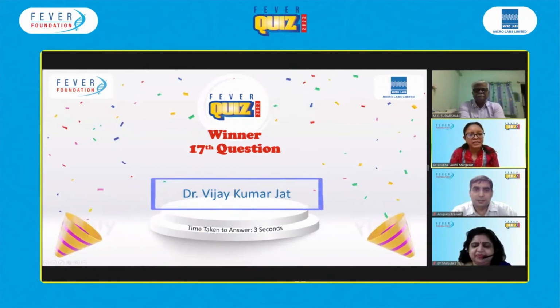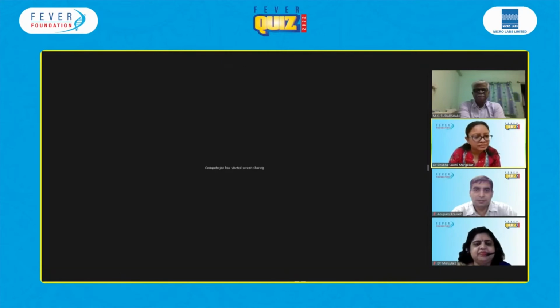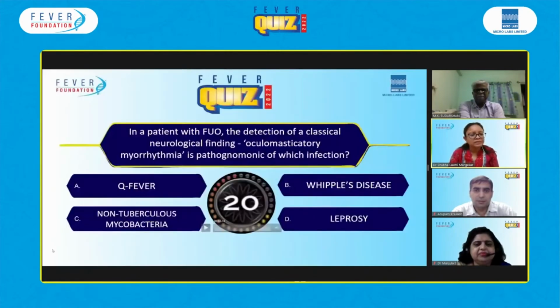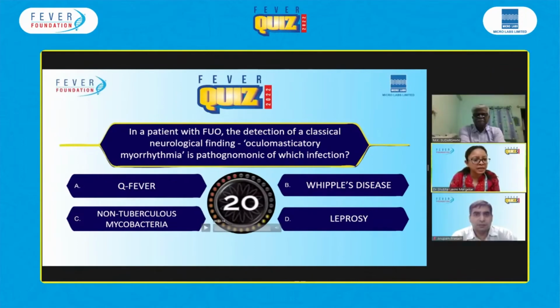Computer Ji, if we are ready with the next question. Yes. In a patient with FUO, the detection of a classical neurological finding, that is oculomasticatory myorhythmia, is pathognomonic of which infection? Q fever, Whipple's disease, non-tuberculous mycobacteria, or leprosy? Your time starts now.